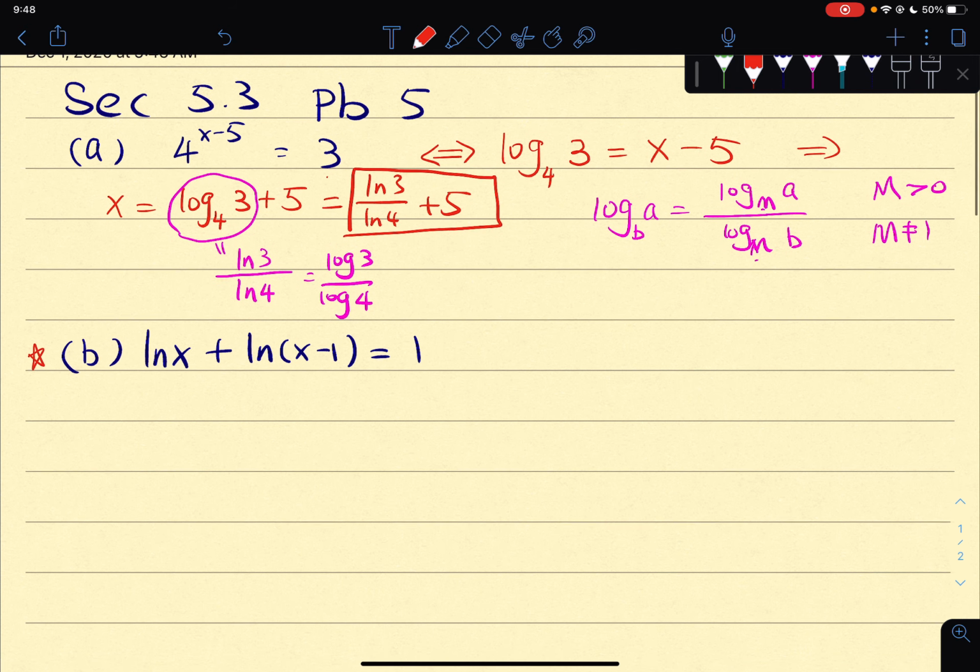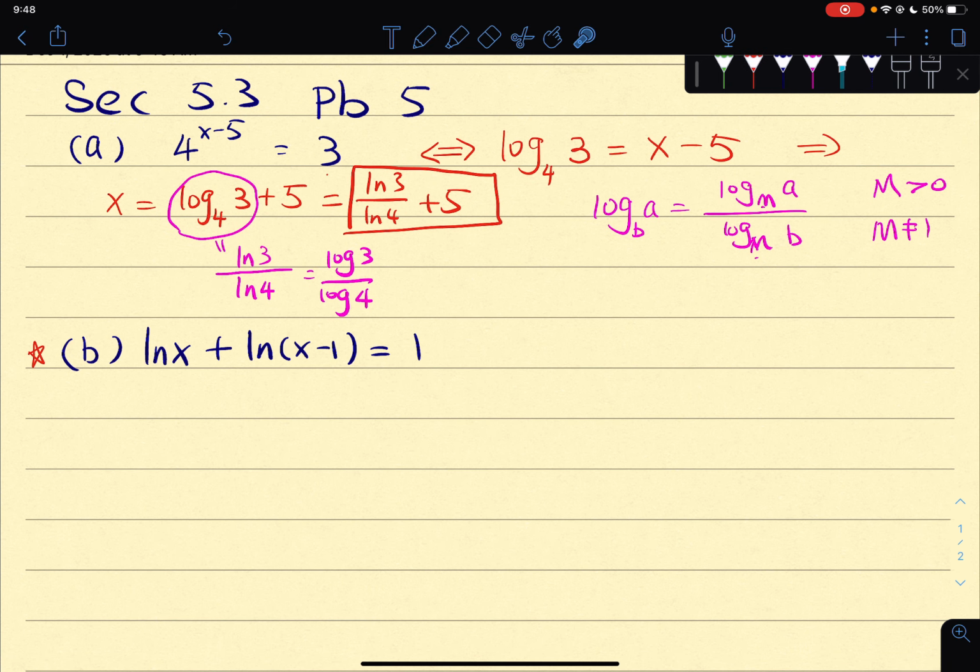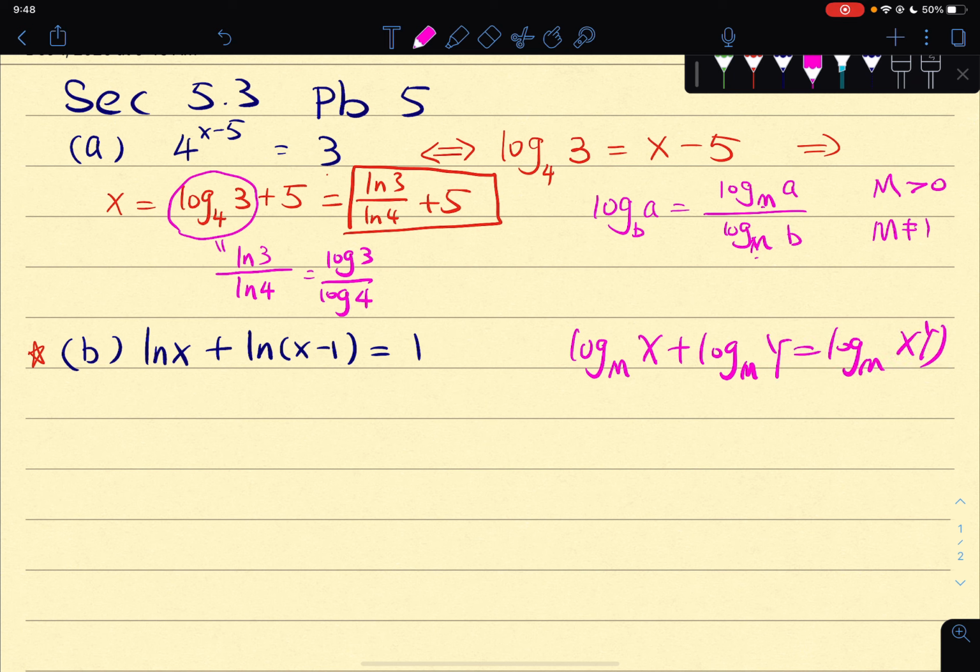So the next problem is slightly more challenging because you have two pieces of log structure added together. Well, lucky for us, two log structures sharing the same base can be easily merged into one with its property. The property says this: if you have log m of x plus log m of y, it's the same as log m of x times y.